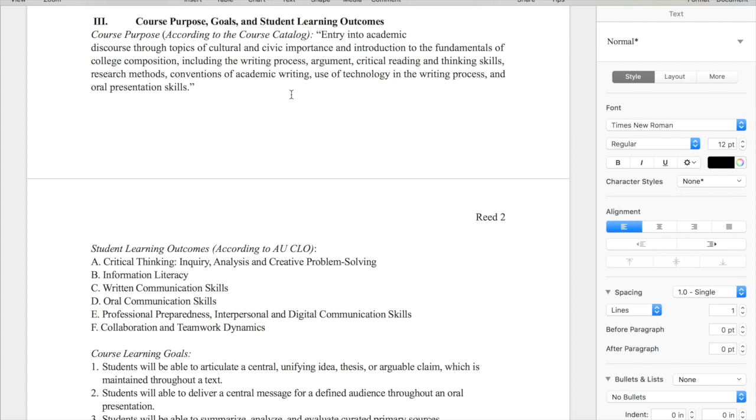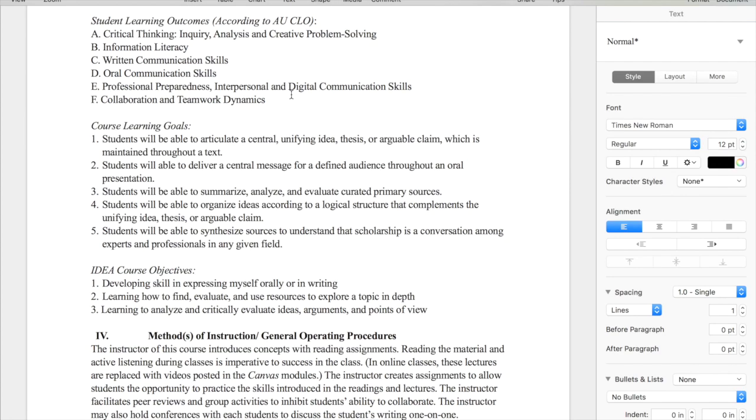So the purpose of this course, according to our course catalog, is entry into academic discourse through topics of cultural and civic importance and introduction to the fundamentals of college composition, including the writing process, argument, critical reading and thinking skills, research methods, conventions of academic writing, use of technology in the writing process, and oral presentation skills. That perfectly describes everything we are going to do in this class. That last one is especially focused on in English 102, but we go ahead and wade into the collaboration process through peer review in 101, and then in 102 you actually have a group project.